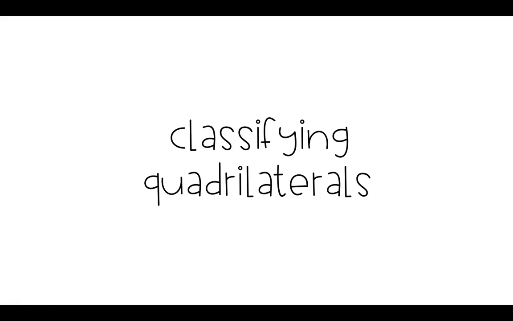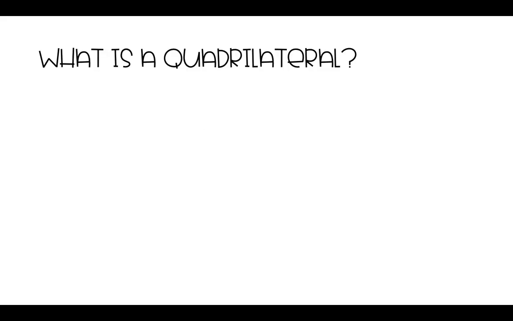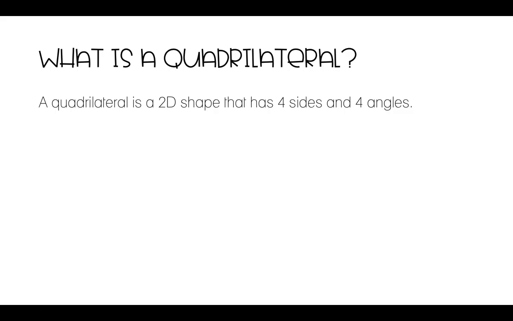In today's lesson we're going to be looking at classifying quadrilaterals. So what's a quadrilateral? Well, you hear that word quad. If you hear quad, I always think of the quad bikes, and quad bikes have 4 wheels. And that's the same with quadrilaterals. They're a 2D shape that has 4 sides and 4 angles. Just like this one here.